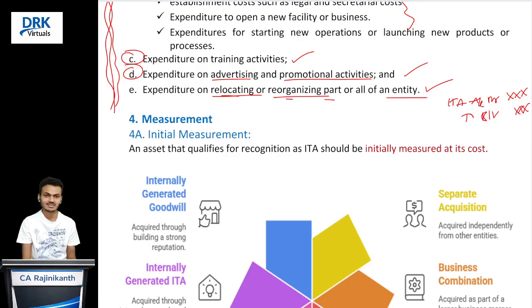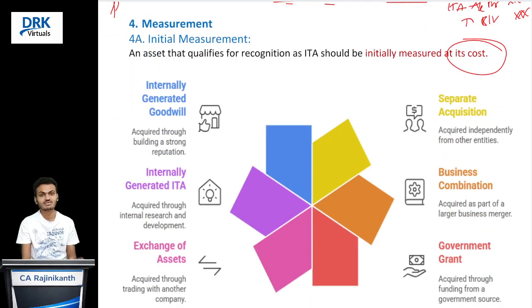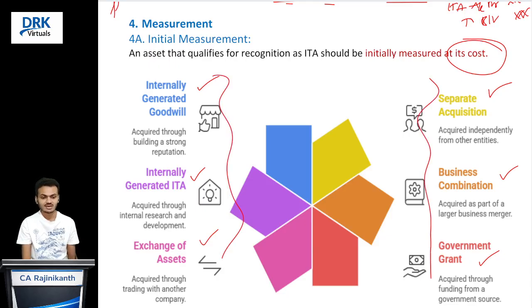So the standard is saying to recognize at cost only. Recognize that intangible asset at cost only, no other amounts. Sir, how to determine the cost? It is completely based on the mode of acquisition of the intangible asset. How did you acquire that intangible asset? Whether you acquired a ready-made intangible asset that is available in the market, or you acquired it in connection with a business combination transaction, or you got a government grant in connection with an intangible asset, or it is internally generated goodwill or internally generated other intangible asset, or you acquired that intangible asset by exchanging your own intangible asset. So we will discuss that cost, that amount, for each case one by one.